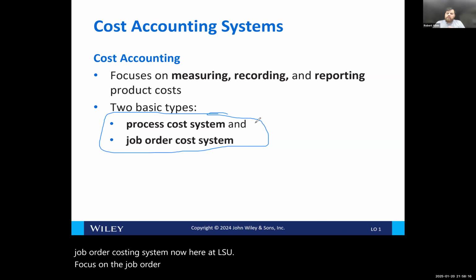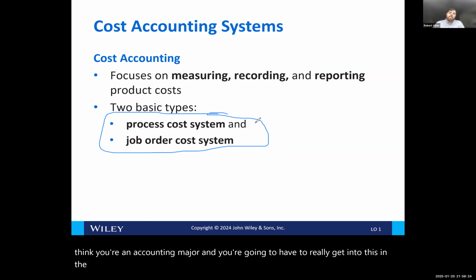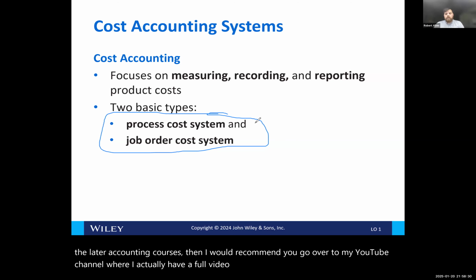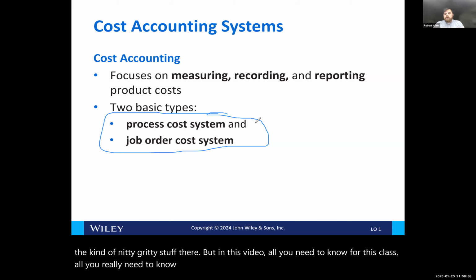If you are extremely interested in this stuff, or if you think you're an accounting major and you're going to have to really get into this in the later accounting courses, then I would recommend you go over to my YouTube channel, where I have a full video specifically on process costing, and I cover the nitty gritty stuff there. But in this video, all you really need to know for this class is that process costing exists, and we use it when we're mass producing a similar product.